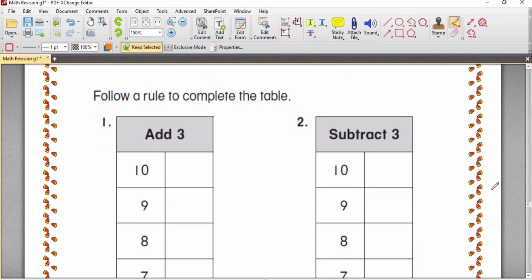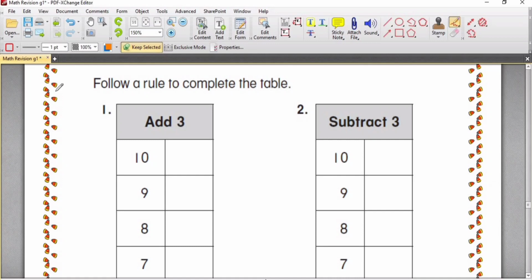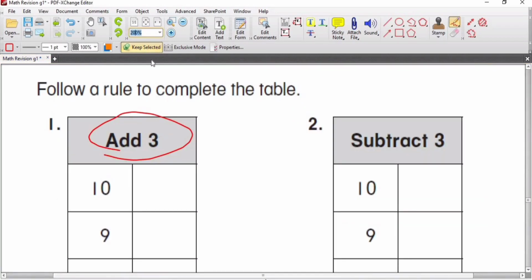Wow, it's a nice question. Okay, here he wants you to follow the rule to complete the table. So you will follow the rule. First of all, let's see the rule. What's the rule here? In the first question, our rule is add 3. So the rule here is add 3. Let's add 3.